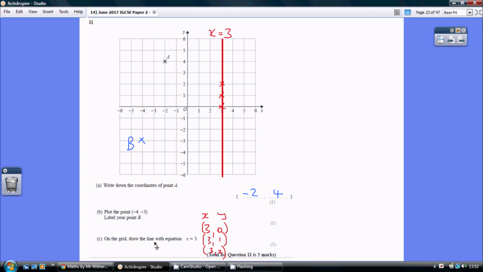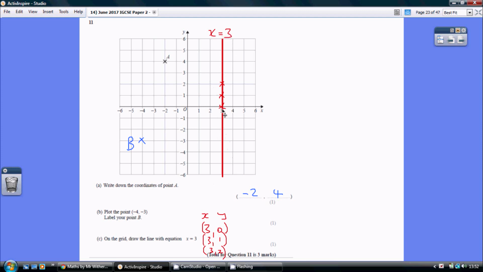Now on the grid we've been asked to draw the line with the equation x equals 3. Now be ever so careful here. The temptation, because this is the x-axis, is to go and draw a line along here. But that is not where x equals 3. Now where x equals 3 is here, because it's all the points, the locus of points it's called, all the points where the x coordinate is 3.